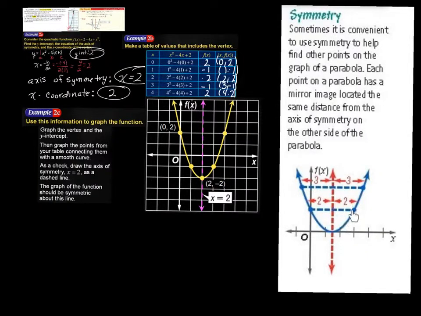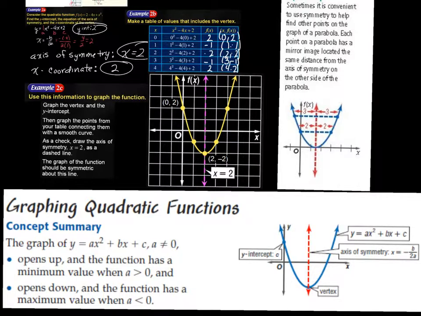So once I know I'm 2 units to the right and what my y value is, I can use that to go 2 units to the left. Once I know my y value 3 units to the right, I can use it to go 3 units to the left. The key points we're looking for when we graph parabolas are the y-intercept, the vertex, and the axis of symmetry, which is found by using the equation x equals negative b over 2a.